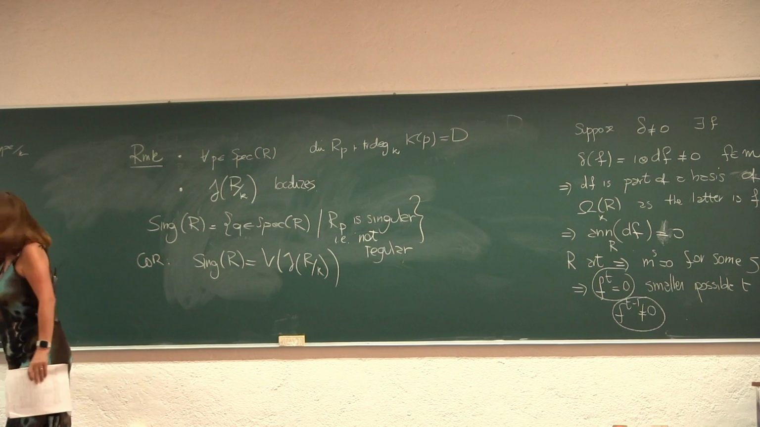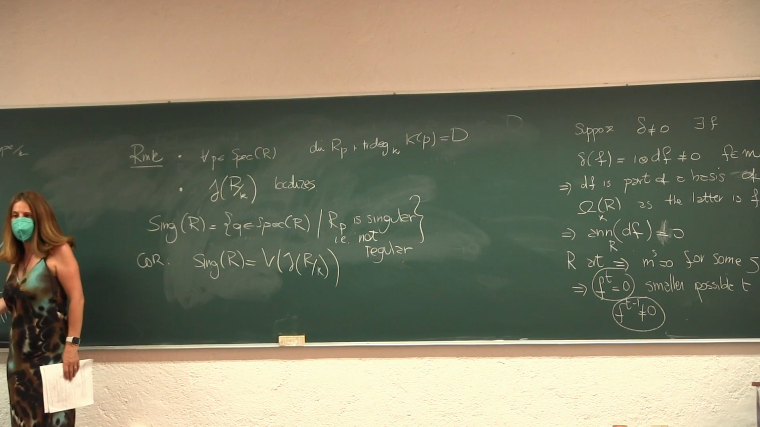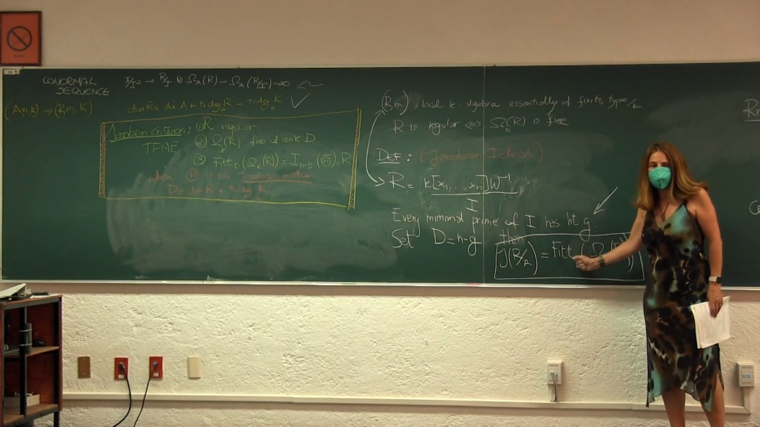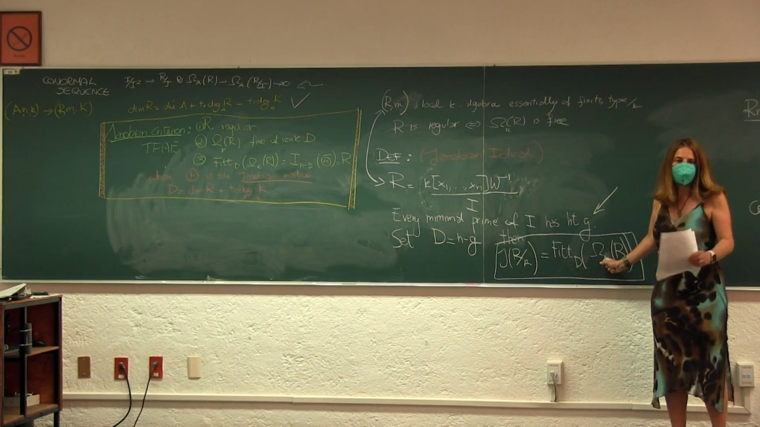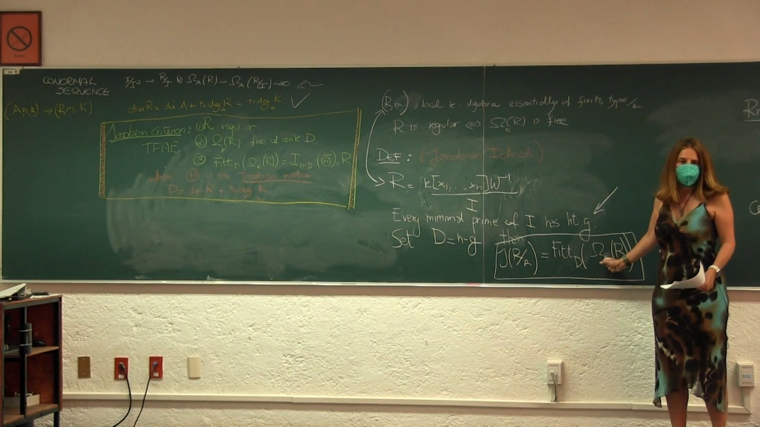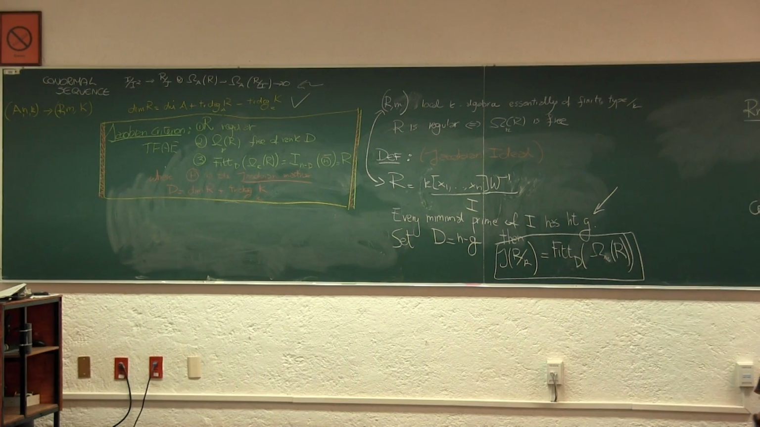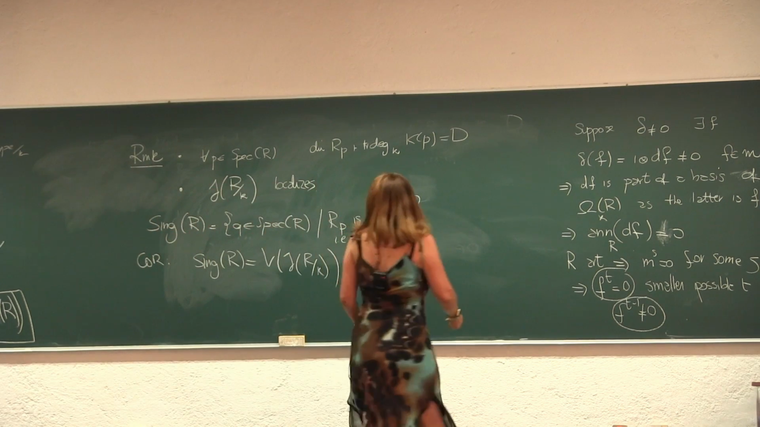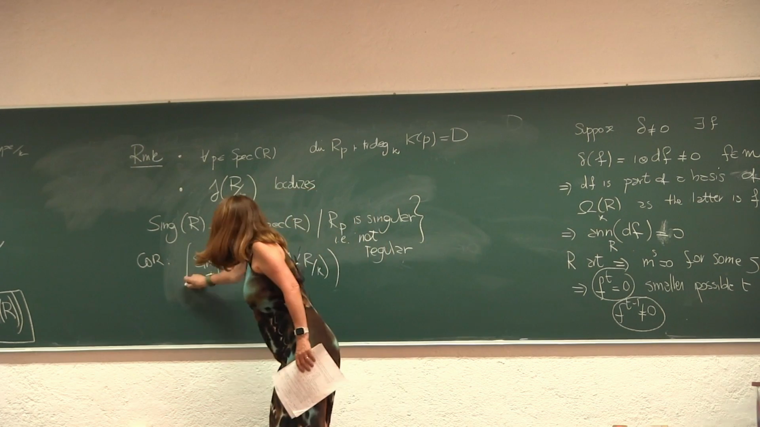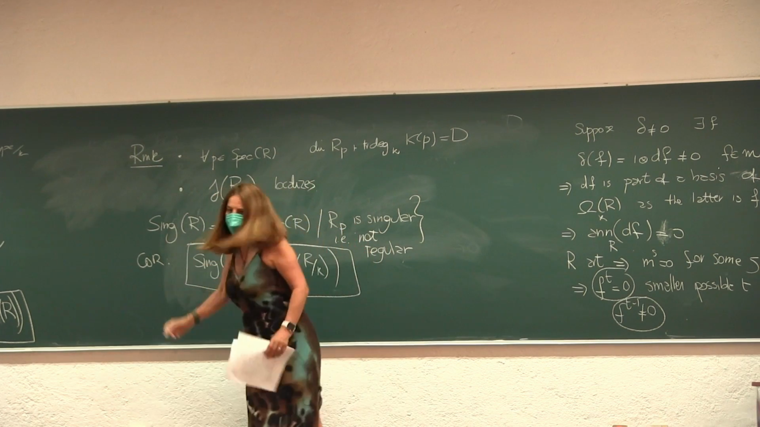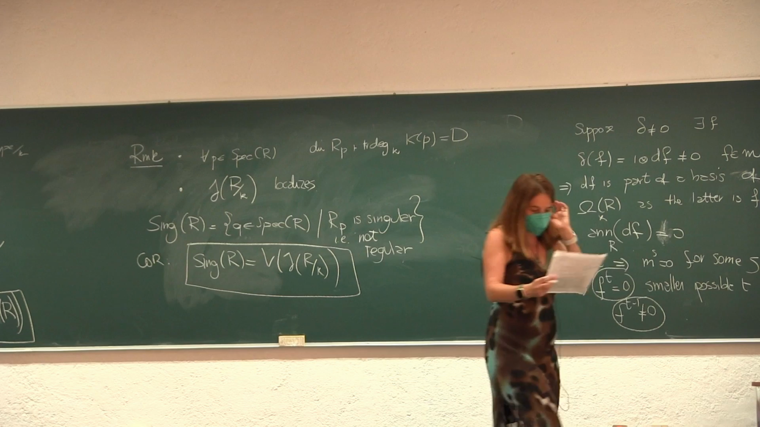Because this tells you when it's free of that rank. Remember, the fitting ideal tells you exactly the locus where this needs at least D plus 1 generators. So who determines the singular locus? This is the very important fact that the singular locus is determined by the Jacobian ideal.